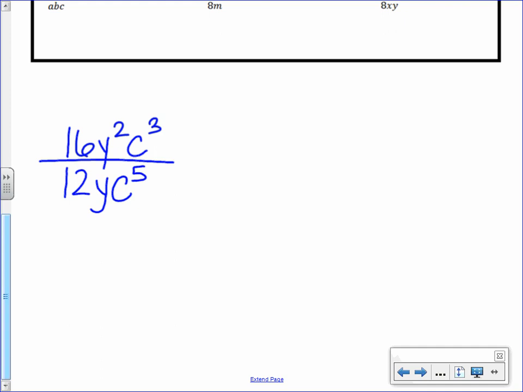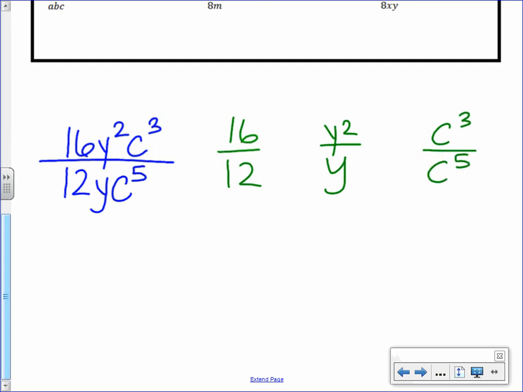Okay, now, there's multiple ways you can do this. I like to separate it and see it as 3 different things. So I'm going to separate it as 16 over 12, y squared over y, and c to the 3rd over c to the 5th. You with me so far? What can I divide both 16 and 12 by to get them in simplest form? 4. And if you don't know that, go ahead and do that greatest common factor.